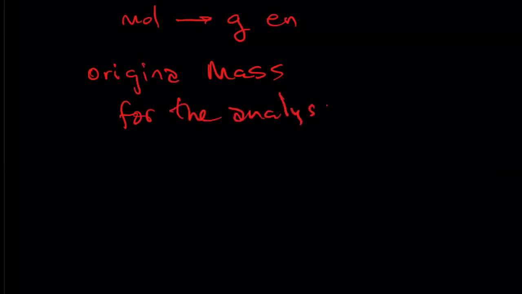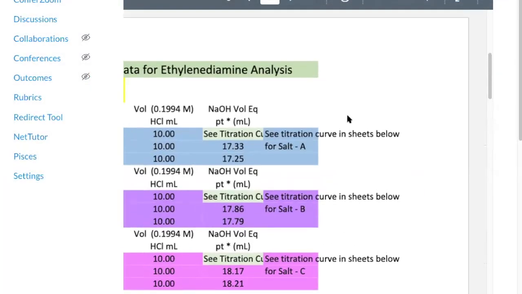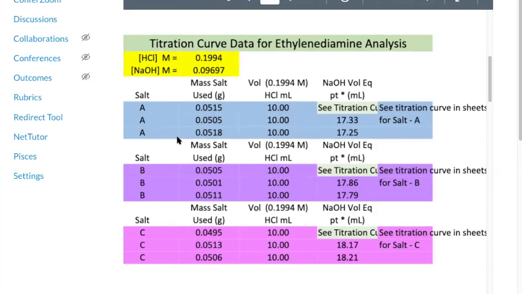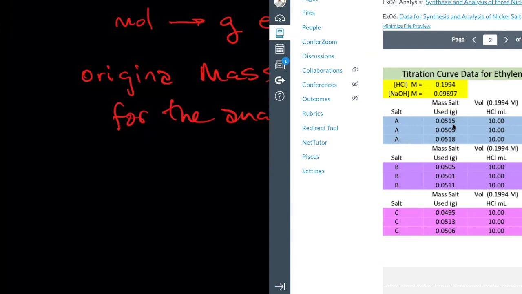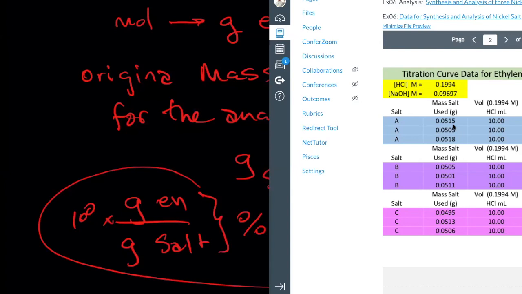So let me switch view here and take you back to the data sheet. If you look at the data sheet, this is your ethylene diamine analysis. It tells you what mass for salt A you have. It's 0.0515 grams. So you now have the grams of ethylene diamine. You now have the grams of your salt. So if you take the grams of your ethylene diamine over the grams of your salt, that right there times 100 is the percent of your ethylene diamine in salt A.